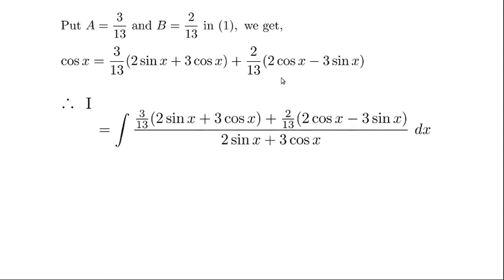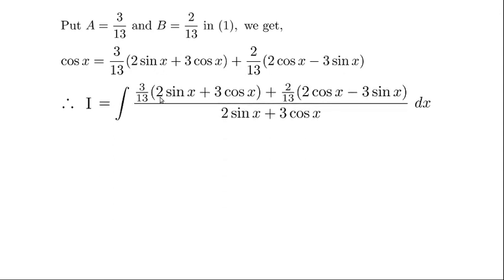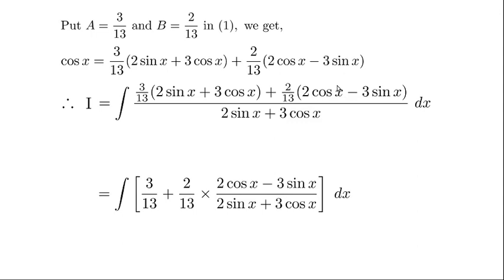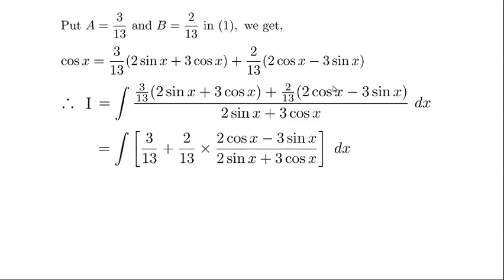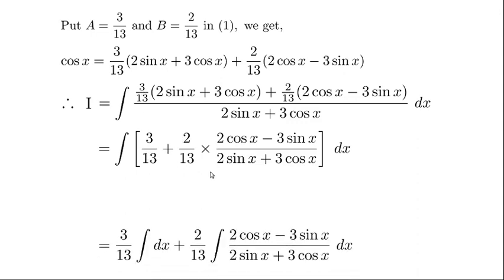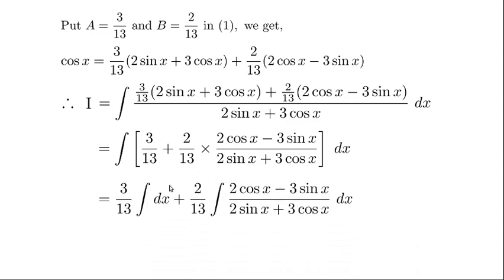So we get I equal to 3 by 13 times 2 sin x plus 3 cos x, this is the denominator part, plus 2 by 13 times 2 cos x minus 3 sin x, this is the derivative of the denominator part. And now separately when you divide, you will get this. So this 2 by 13 comes out, and here it is 3 by 13. Now take separate integration. So these coefficients come outside the integration.